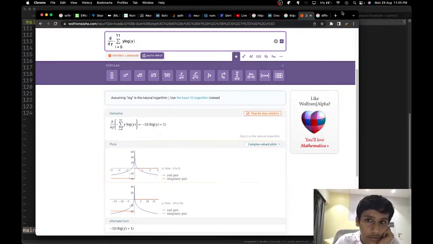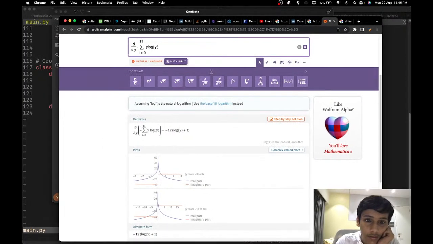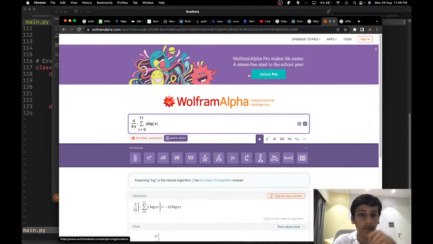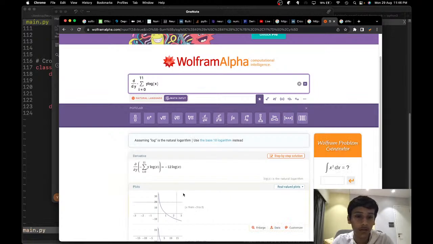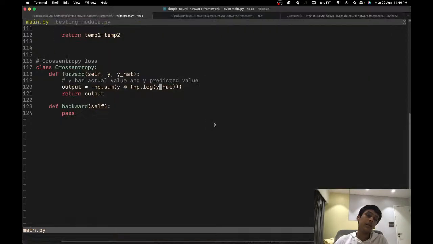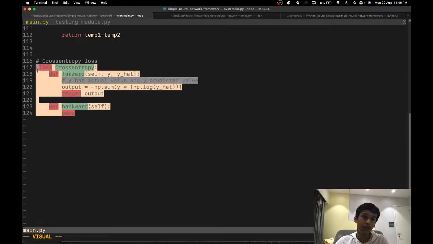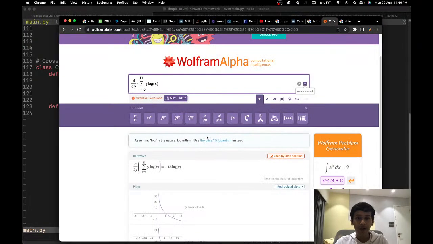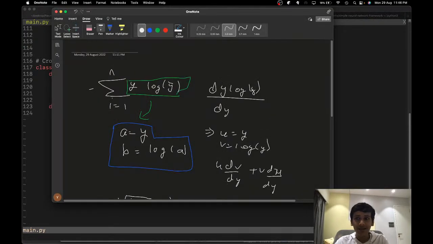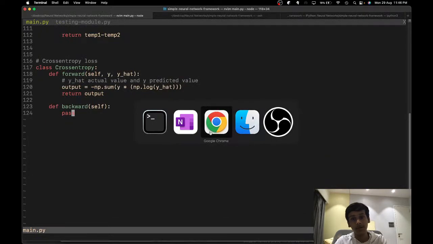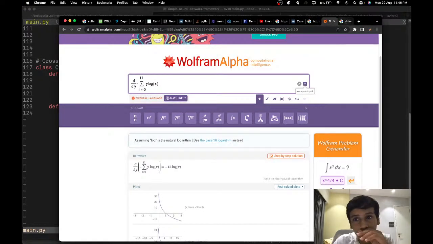Alright, see, here's the thing, right? If this was x, now that will become a partial derivative. See, that's the thing. This is such a stupid thing. Alright, now, seriously, at this point, I don't know if I'm gonna be able to implement this by myself.